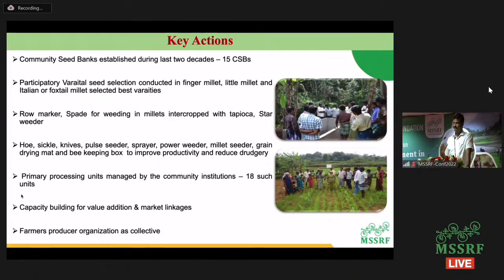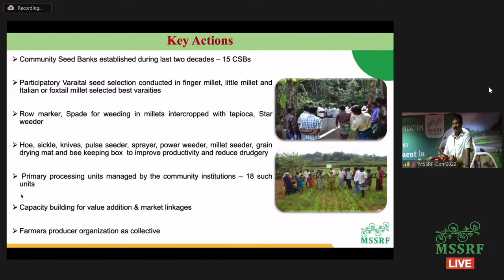So these are all interventions that MSSRF introduced during the last 2 decades in that area to enhance productivity, and also to train the community to go for better agronomic practices. And then after these operations, we also helped the community with post-harvest operations. So we introduced processing units in that area. Again, those processing units started in 18 such kinds in that area that covers 81 settlements in Kolli Hills.